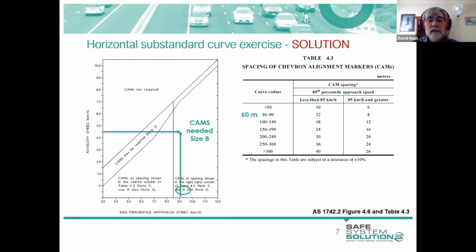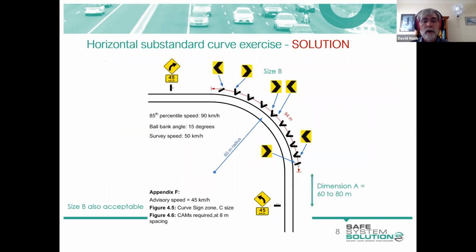And for a curve radius of 60 metres, the spacing of the CAMs should be 8 metres approximately between the CAMs. And I think some of you worked out that that means you need 12 CAMs around the curve. Yep. So lay them out around the curve, something like this. You certainly need the curve warning sign and 45 kilometre an hour advisory speed subplate on this approach. You also need it on the other approach, and you need the CAMs going around the corner like this.